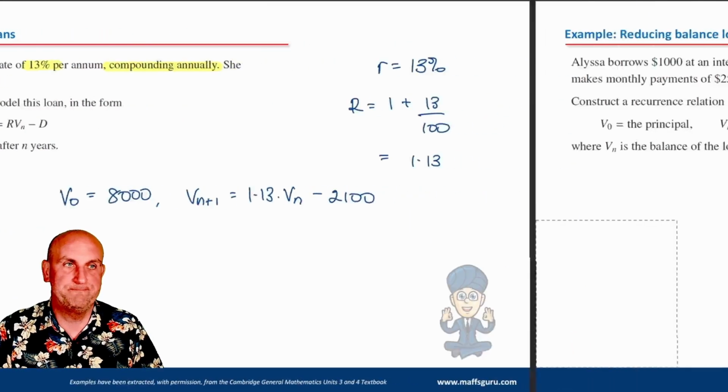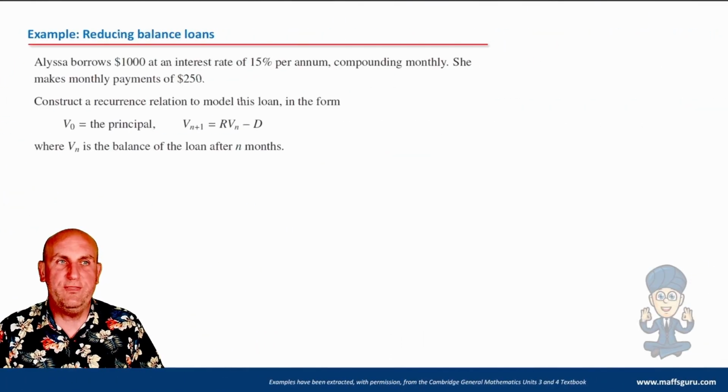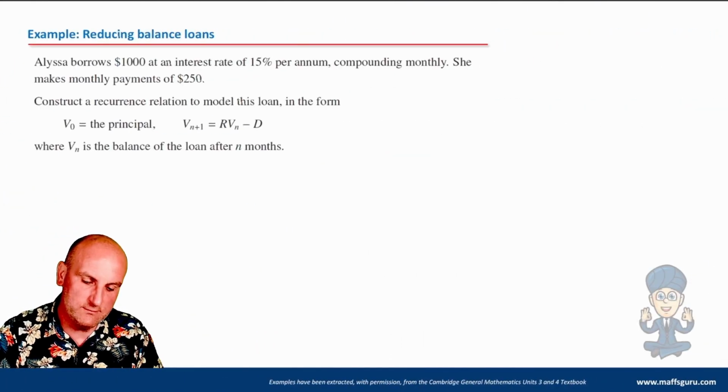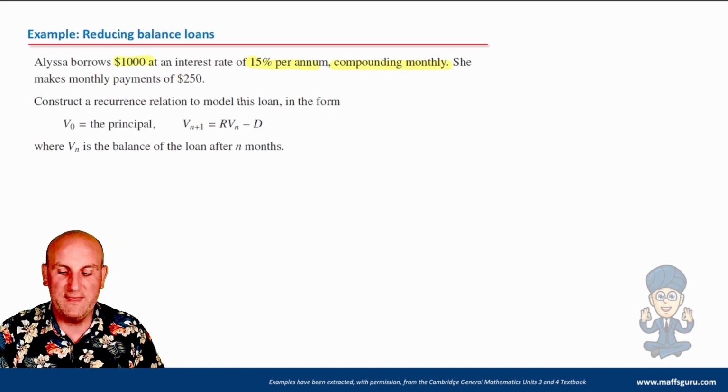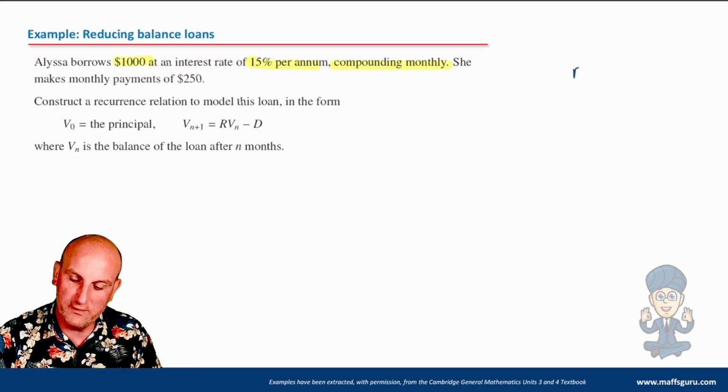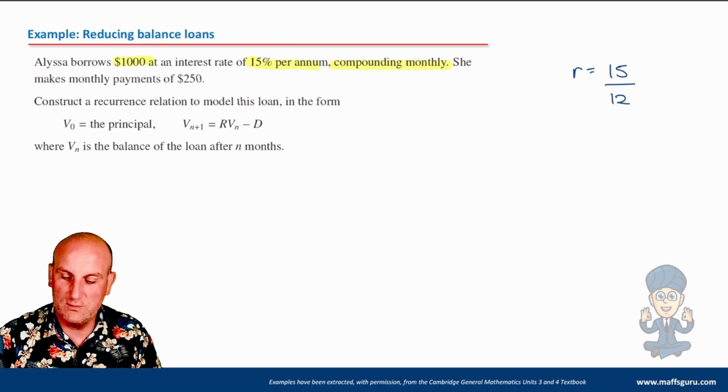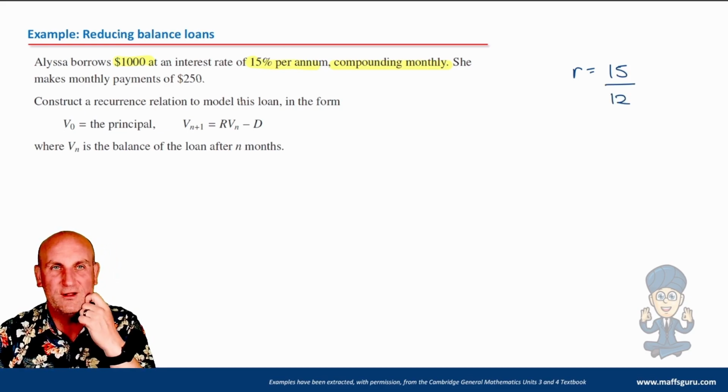Oh, loving these questions. Read the question. Alyssa borrows 1,000 at interest rate of 15%. Here we go. So I know I've got V0 there. I've got my little r already. They're changing it. They're compounding monthly. So before I go any further, I'm going to write that my little r is actually 15 divided by 12. All right, we'll leave that there for the moment because I can do that on my calculator.